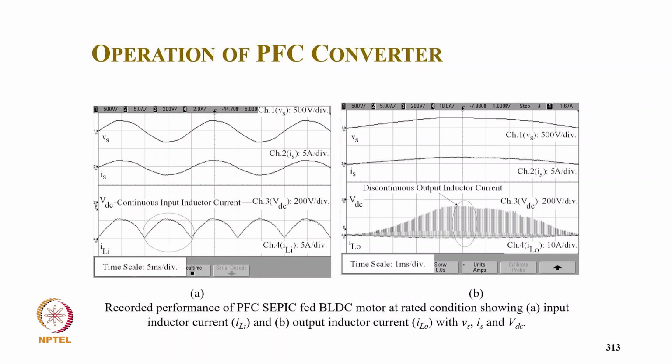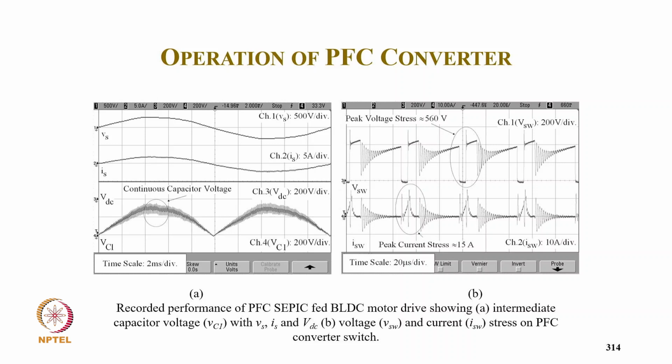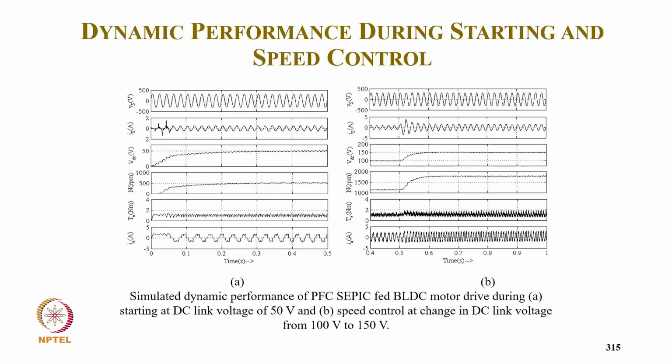And then the experimental results with supply voltage, supply current, DC link voltage, and the input inductor current is continuous, and on the other side the output inductor current is discontinuous, verifying the design, and the capacitor voltage is continuous, and the switch voltage and switch current.